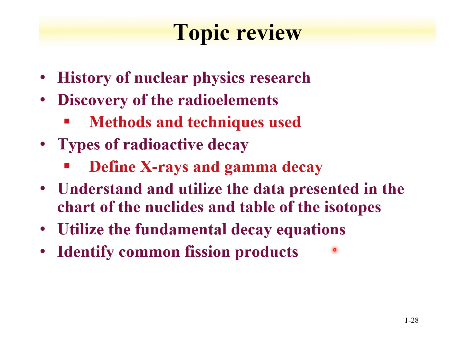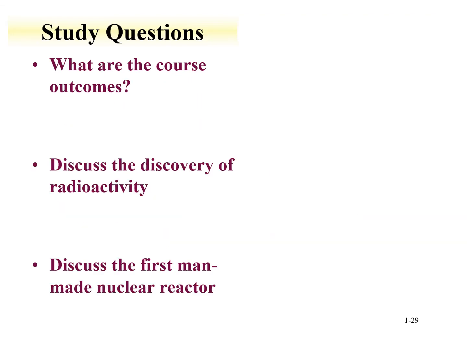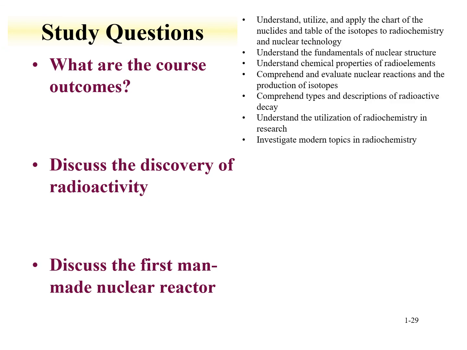And we identified some common fission products. We did that through understanding the double-humped fission curve, plus looking at the chart of the nuclides, understanding which isotopes would be produced in fission. Okay, some examples of questions that you should be able to answer include what's the outcomes of the courses, and the course outcomes are listed here.